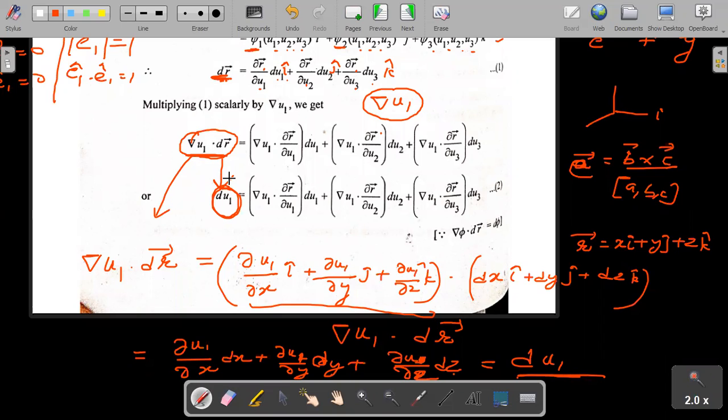And second, what we can do is multiply the above equation with del dot u1, so we get this equation. But now if you see, here it is du1, and here we also have du2 and du3, right? So what it means is that only here there is du1, so can I say that this coefficient has to be 1 and this value has to be 0, only then will the left hand side and right hand side be the same. Children, is it clear?